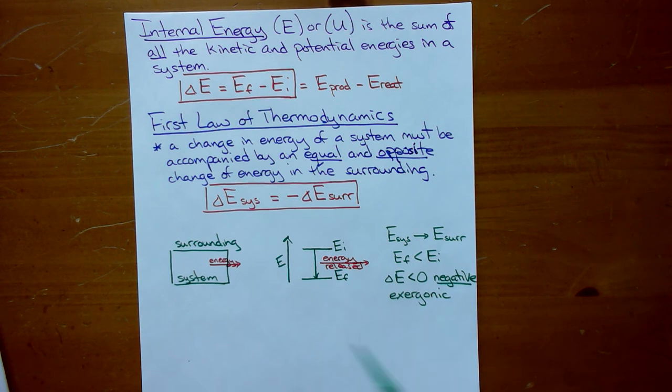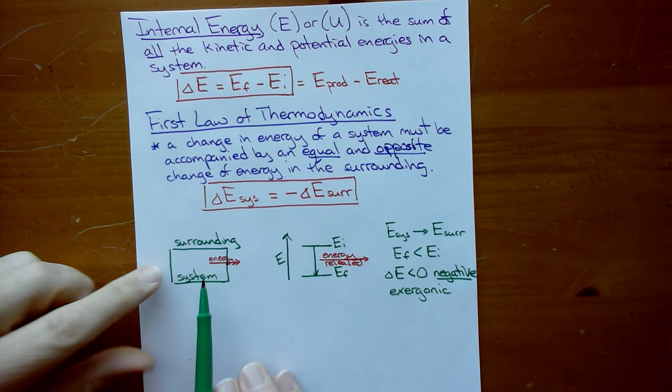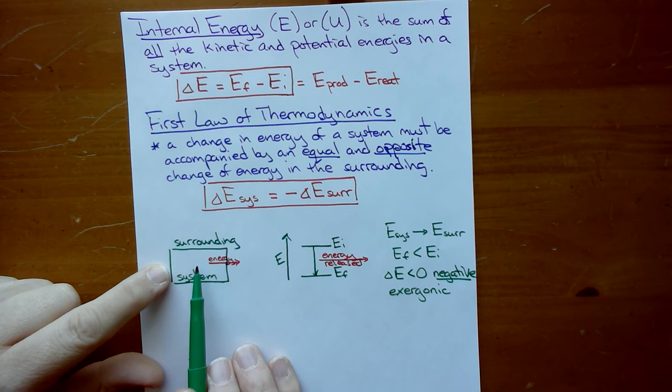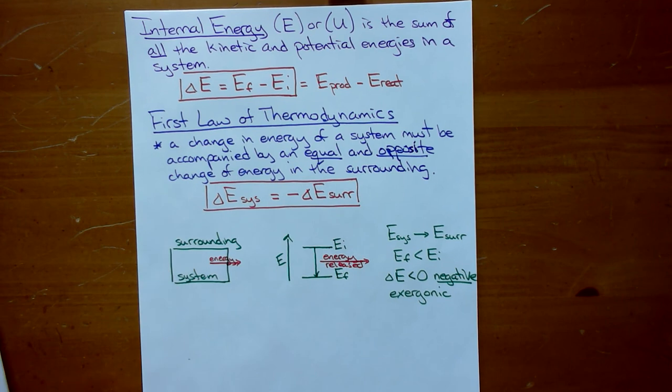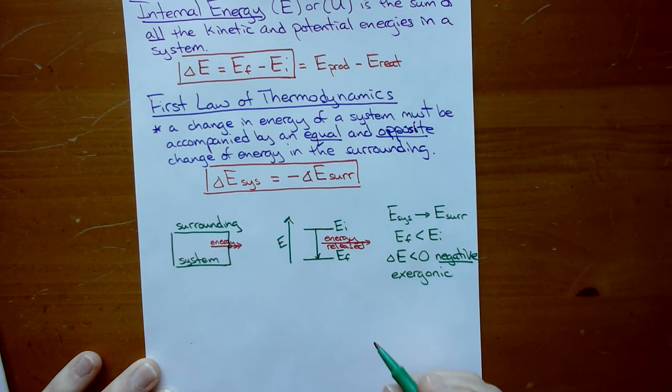So, as energy leaves, the system is going down in energy, and because it is going down in energy, it's going to be less than 0, or negative. It's going down. It's losing energy. So it's negative, exergonic. Then the other one is, let's look at the surroundings.